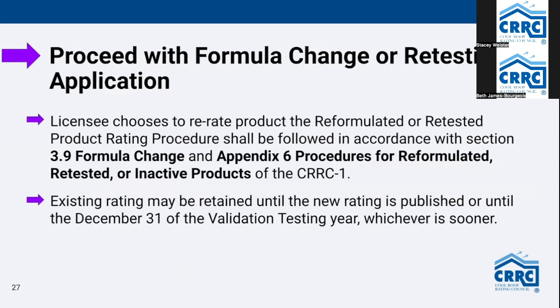The existing rating may be retained until the new rating is published or until December 31st of the VT year, whichever is sooner. It's important that the licensee ensures they provide decisions and take actions, leaving enough time to complete the process before the end of the year. Failure to have passing VT results or new initial ratings by the end of the year that the product was due for validation testing will result in a product's permanent removal from the directory at the end of the year on December 31st.